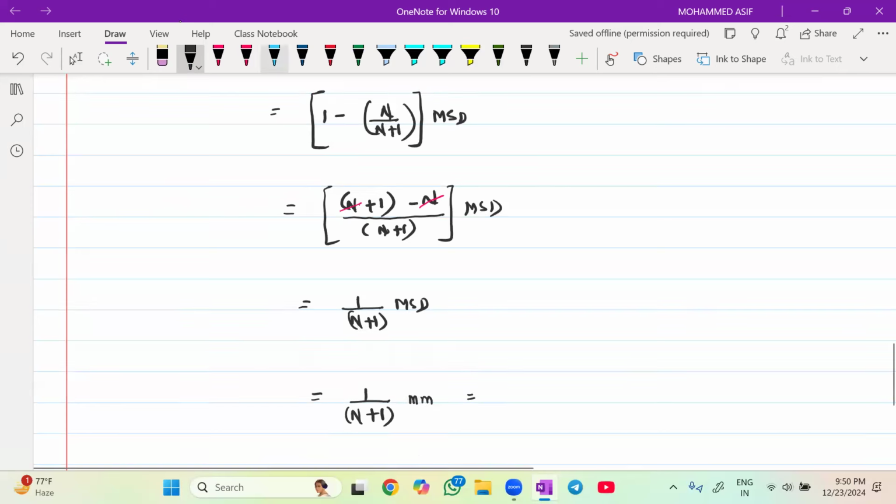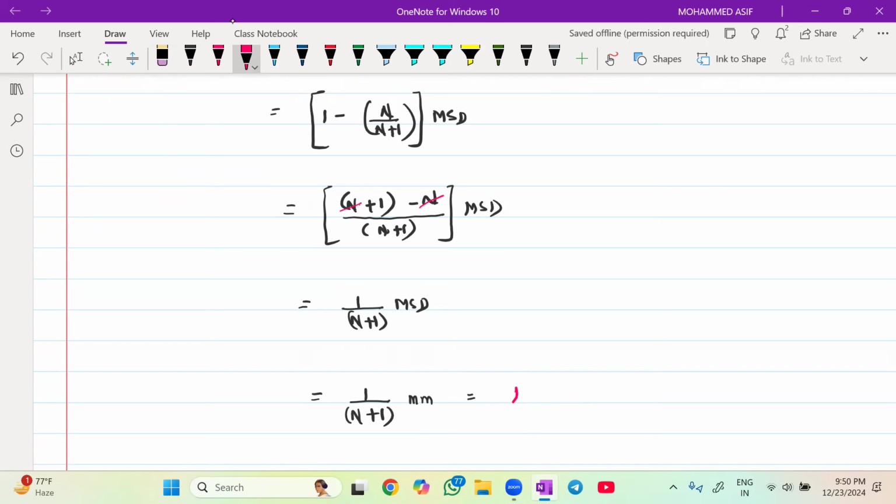Now can anyone tell me the answer in centimeters? If I need the answer in centimeters, 1 mm is 1 by 10. That means this value will become 1 by 10 into N plus 1 centimeter. This will be the answer. Clear? This is the answer. I'll write it once again. So what will be the answer for this one?